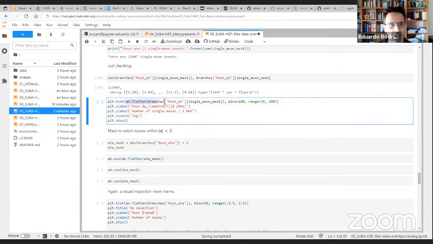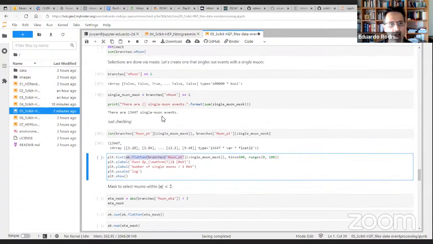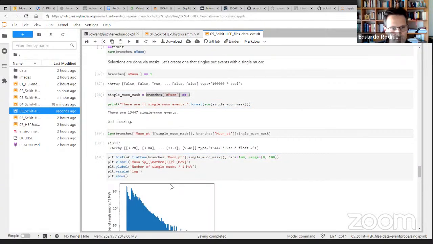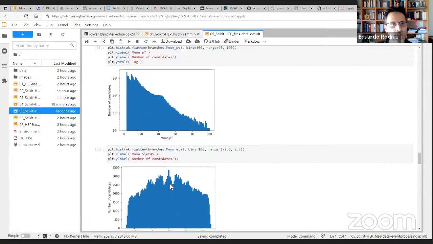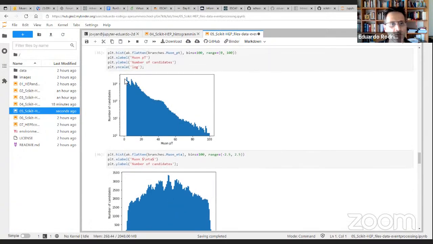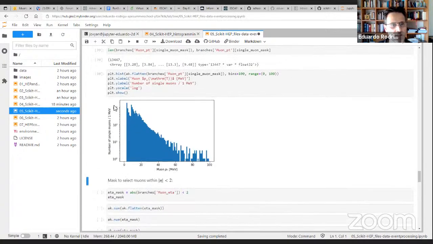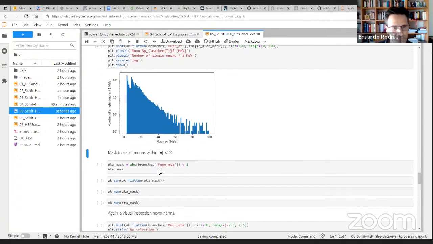So here I'm again flattening that distribution, but now as above, I'm saying I want to look at that distribution only for single muon events. So that's why I'm passing this mask. And there you go. This is not quite the same as above. In particular, see here there's 10 to 4, and now I'm at 10 to 3. So clearly only a subsample of the events have only 1 muon. Well, probably not the ones you are interested in anyway.